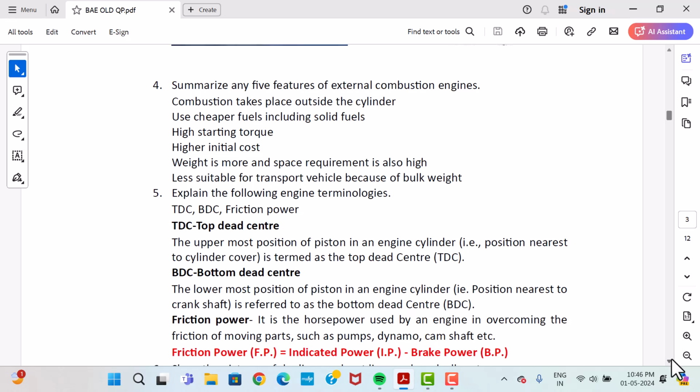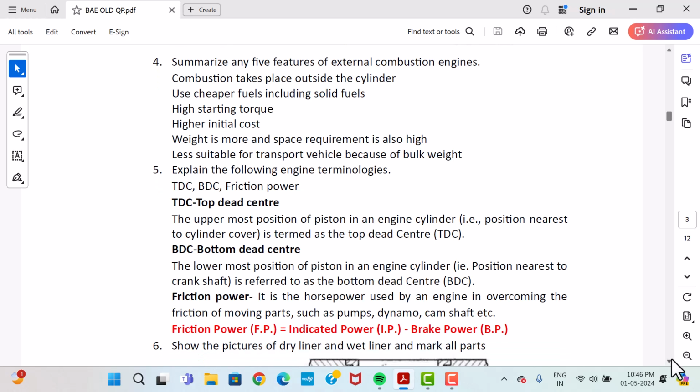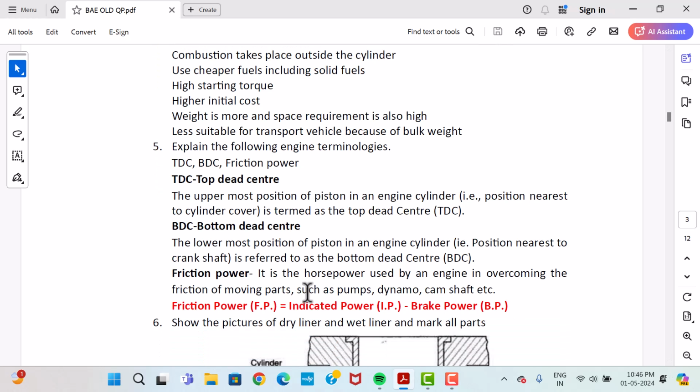Friction power. Already we discussed friction power in the one mark question. It is the horsepower or the power used by an engine in overcoming the friction of moving parts such as pump, dynamo, camshaft, etc. So we can write the equation as friction power is equal to indicated power minus brake power.